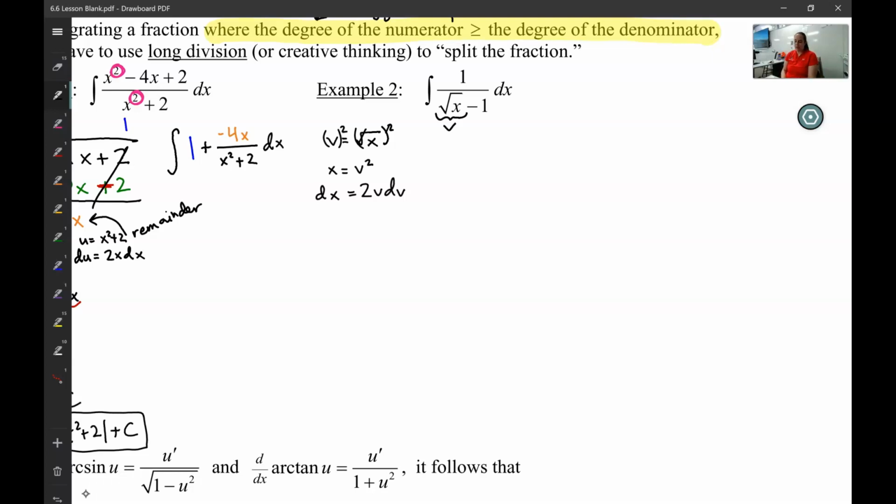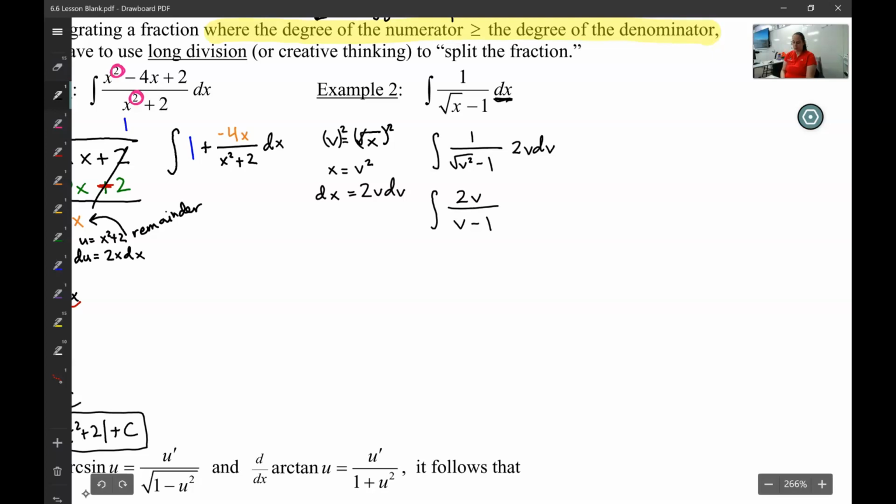Now let's start to plug things in. So I've got 1 over square root, x is v squared. So far so good. dx is 2v dv. Right there, I just substituted it in. So now I'm going to move that 2v up. So 2v over square root of v squared is v minus 1 dv.